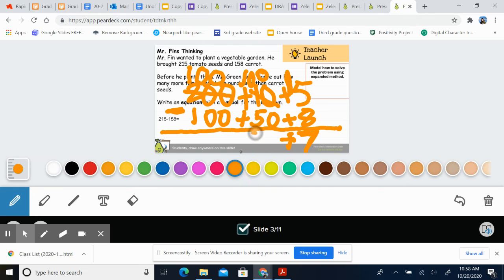So I write 50 here, and I want you to bring down that plus sign. So far we have 50 plus 7. 100 minus 100 equals 0. You can leave it blank or you can write a 0 there. And so now our expanded equation says 50 plus 7, or 0 plus 50 plus 7. And we know that 50 plus 7 equals 57. And you can go ahead and circle your final answer.